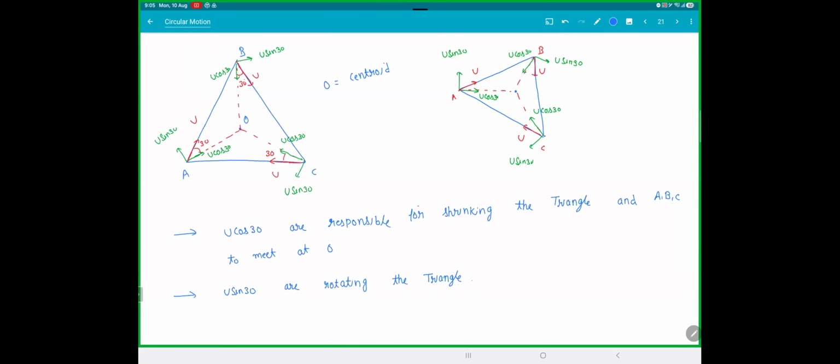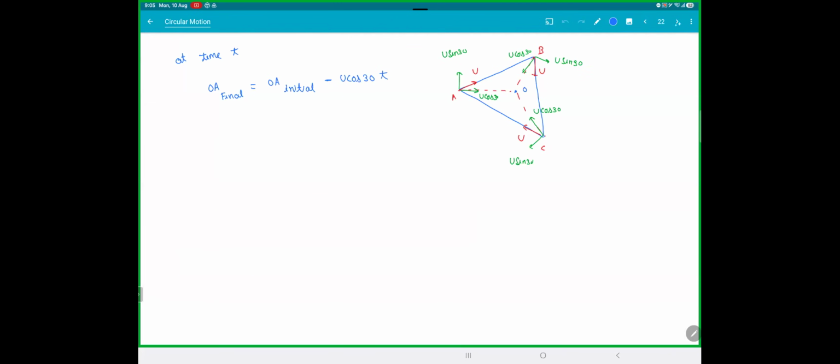And in an equilateral triangle, the centroid will divide in the ratio of what? It will divide in the ratio of 2:1. That is 2/3 of the height. So 2/3 of √3 a by 2, which is a by √3. So this will be a by √3 minus u √3 by 2 into time. This is your vector OA at any time t.